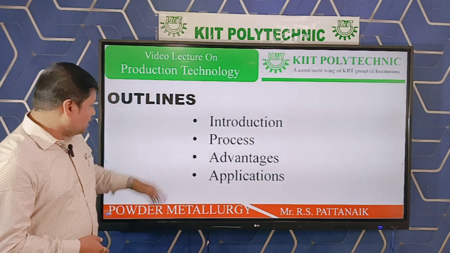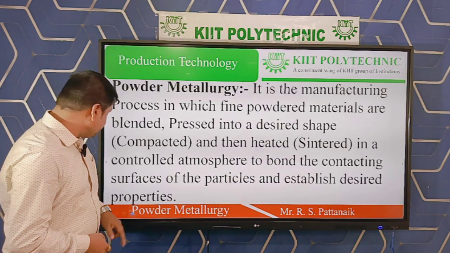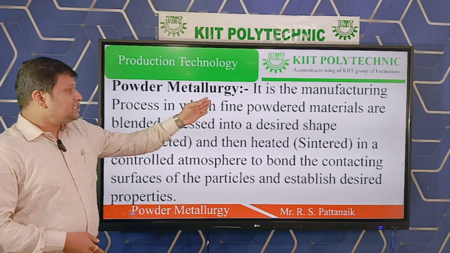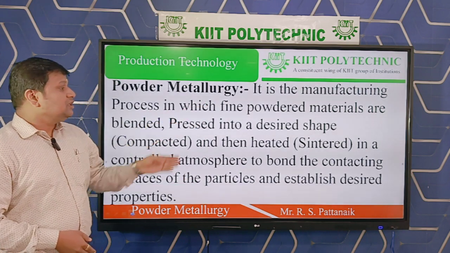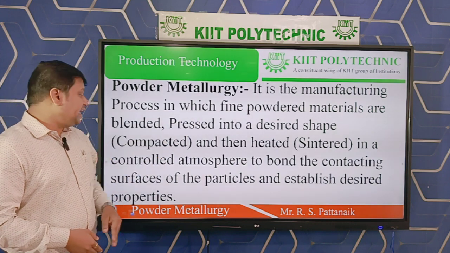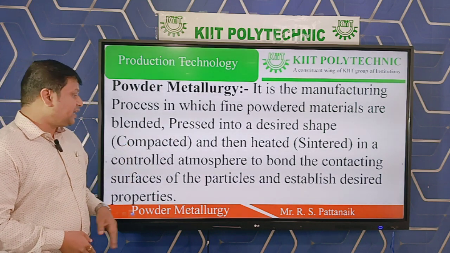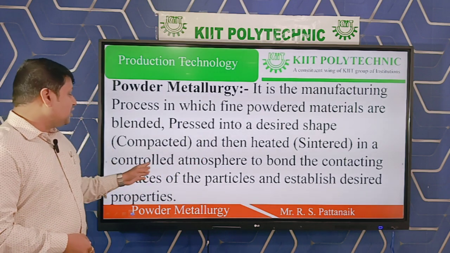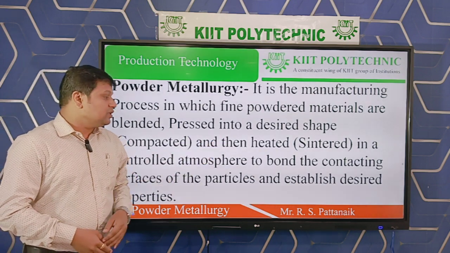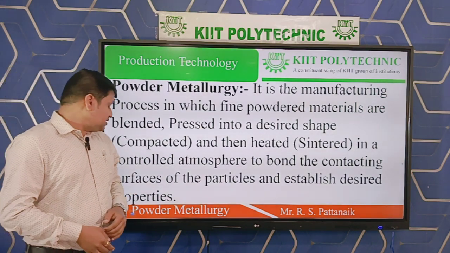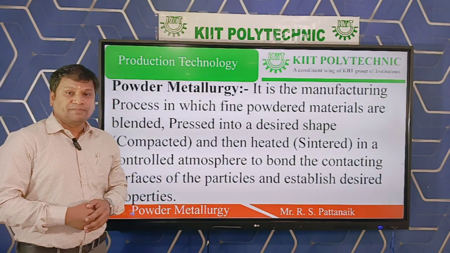So this is the powder metallurgy technique and its basic principle. It is the manufacturing process in which fine powdered materials are blended, pressed into a desired shape, which is known as compacting, and then heated, which is known as sintering, in a controlled atmosphere to bond the contacting surfaces of the particles and establish desired properties.